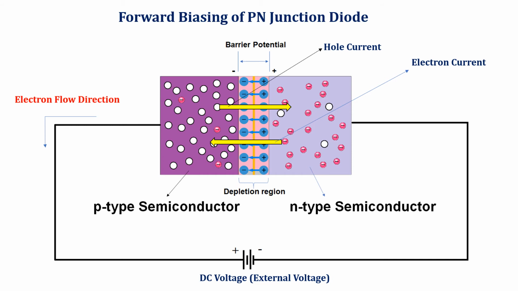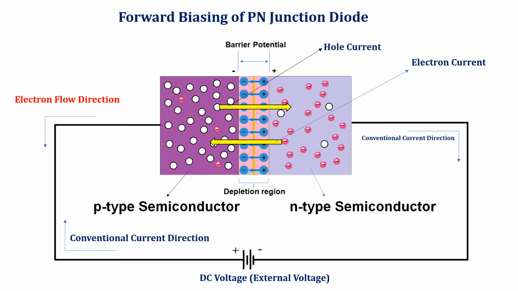These majority charge carriers can then travel around the closed circuit and a relatively large current will flow. The direction of flow of electrons is from negative to positive terminal of the external voltage, while the conventional current direction is from positive to negative terminal of the external voltage.